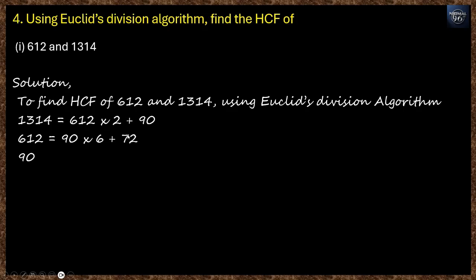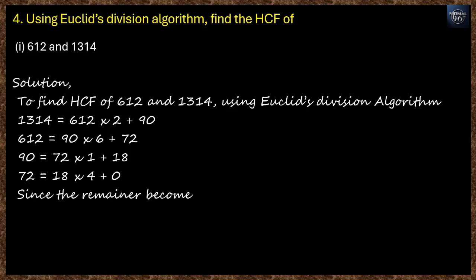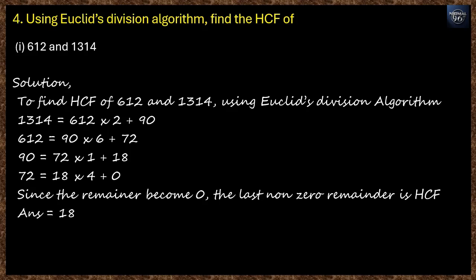So now again 90 is equal to 72 into 1 plus 18. Still we don't have 0. Again we'll go further. 72 equals 18 into 4 plus 0. Now you can see finally we got 0 as remainder. So here, since the remainder becomes 0, the last non-zero remainder is the HCF. The answer is 18. And you can see, therefore HCF of 612 and 1314 is equal to 18.